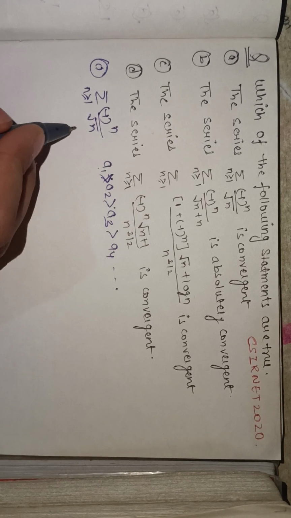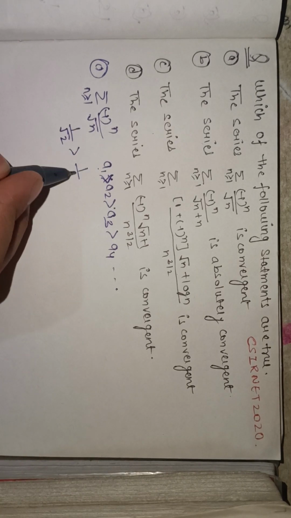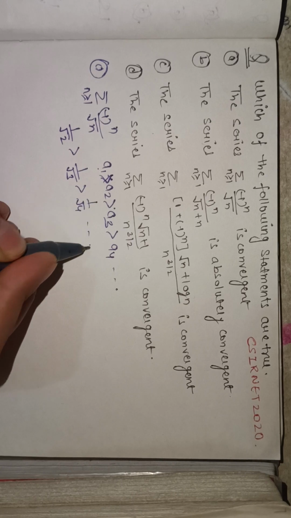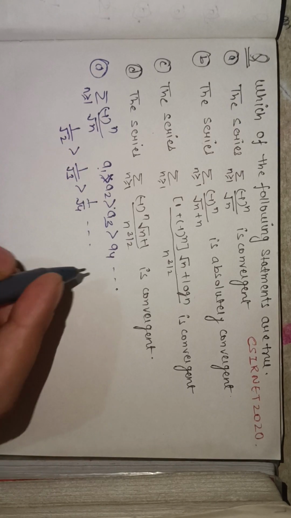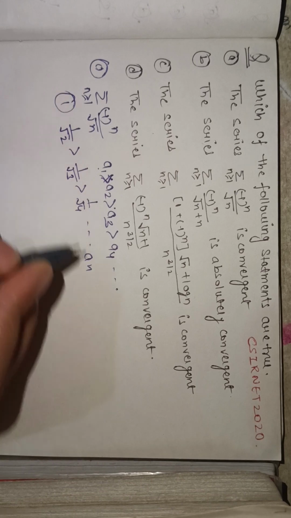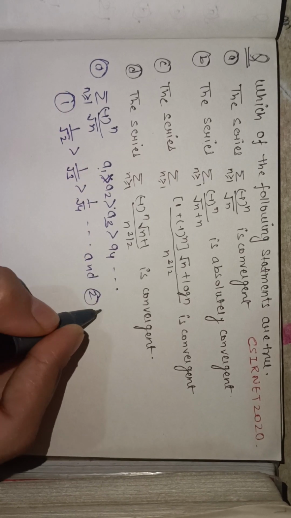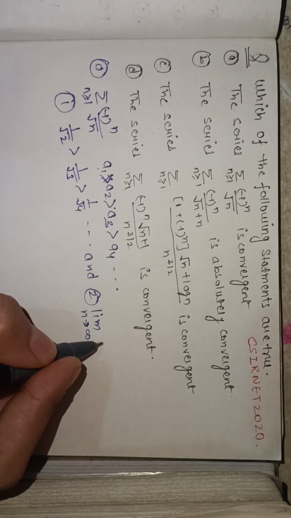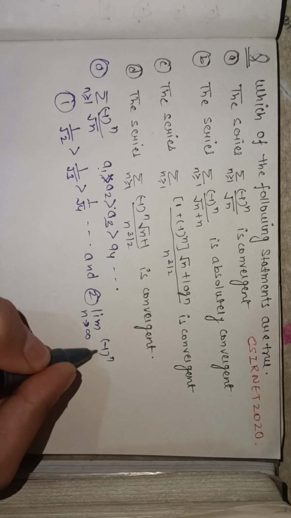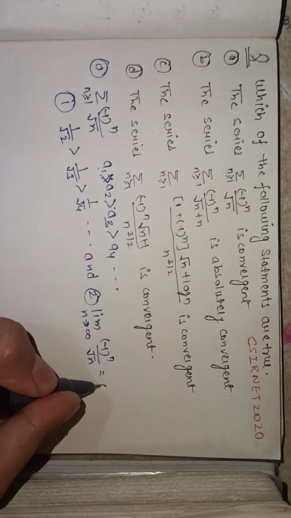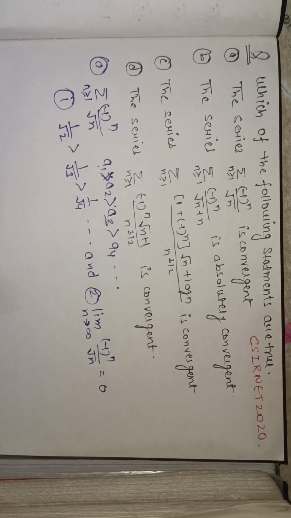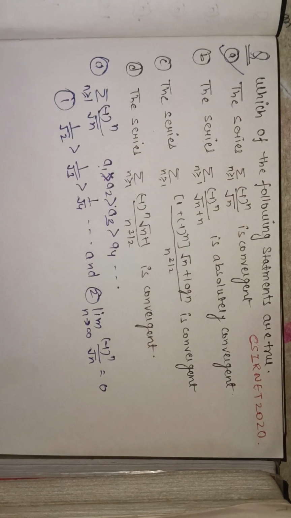That is, 1 upon root 2 is greater than 1 upon root 3, is greater than 1 upon root 4, and so on. This is the first condition, and the second condition is limit n tends to infinity of (-1)^n upon root n is equal to 0. So both conditions are satisfied, so by the Leibniz test the series is convergent. So option A is correct.